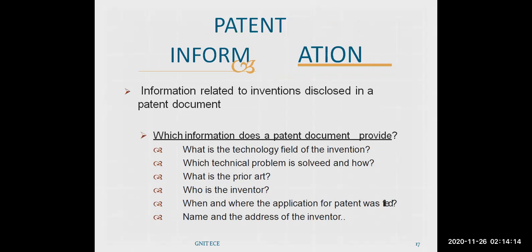So patent information is related to inventions disclosed in a patent document. Which information does the patent document provide? What is the technology field of the invention? Which technical problem is solved and how? What is the prior art? Who is the inventor? And when and where the application for the patent was applied, name and address of the inventor. When filing the patent, there is a form, and that form contains all these points, and the inventor has to fill up all these points, and then apply for the patent.